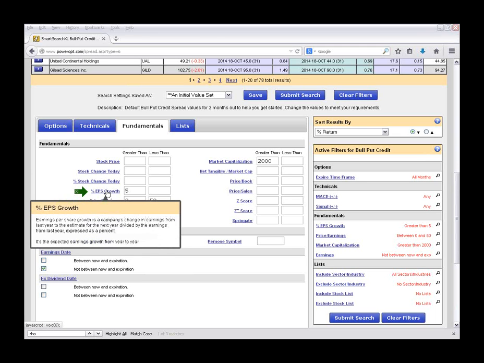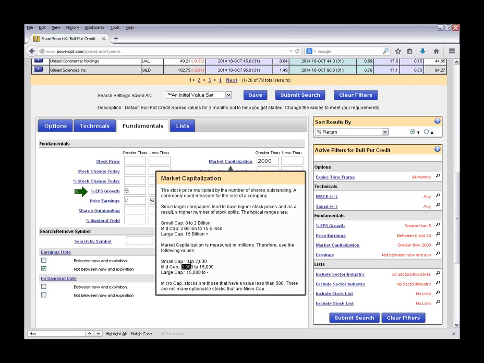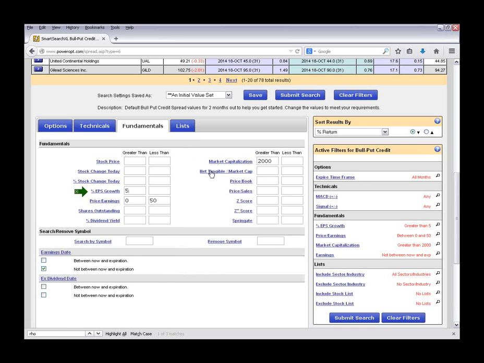Oh, Bill, yeah, if it's measured in a percent, it's just a static number. It's not a decimal. So if you see percent earnings per share growth, it's just a static number. The market cap here shows us the values that we'd want to enter, as it will for the average stock volume that we're going to do in just a moment as well. So anyway, back to the fundamentals. I'm going to select the earnings date not between now and expiration.